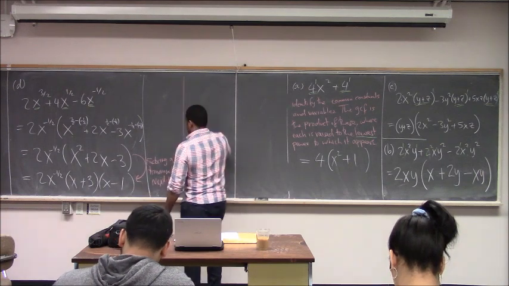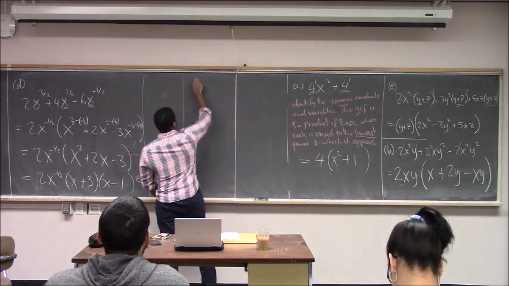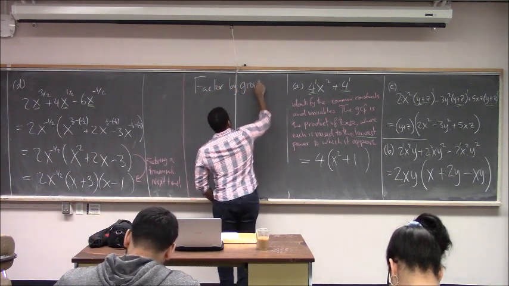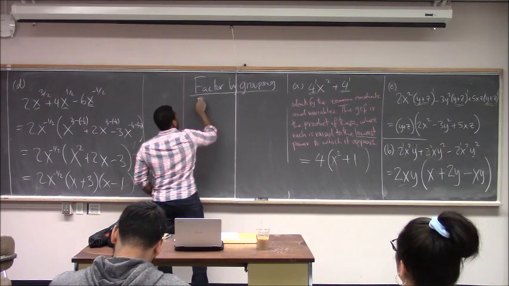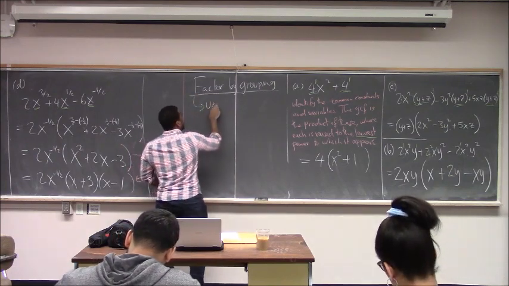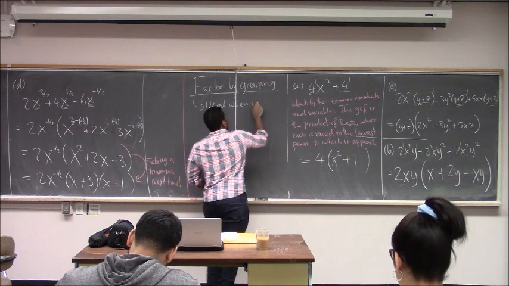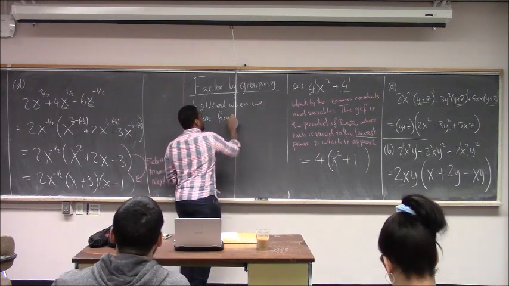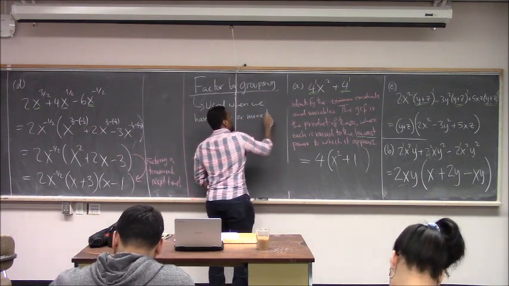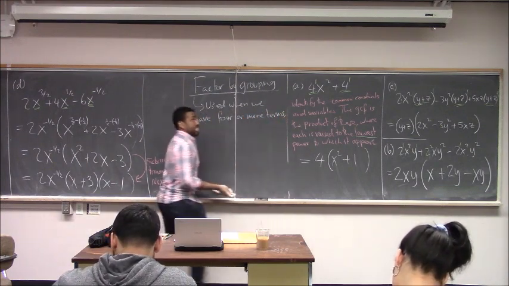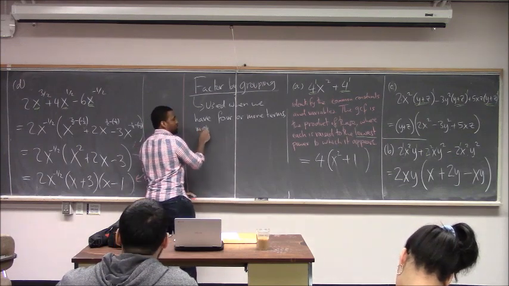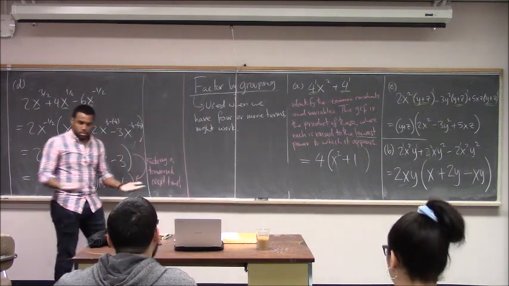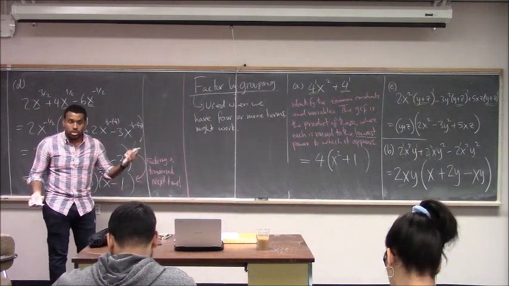Okay, so now let's talk about an idea called factor by grouping. This is used when we have 4 or more terms. Not in the sense that it's guaranteed to work. It might work. It's something you should look for if you have 4 or more terms. Won't always work, but you should always look for it. You see 4 things, factor by grouping should be one of the first things you think about.